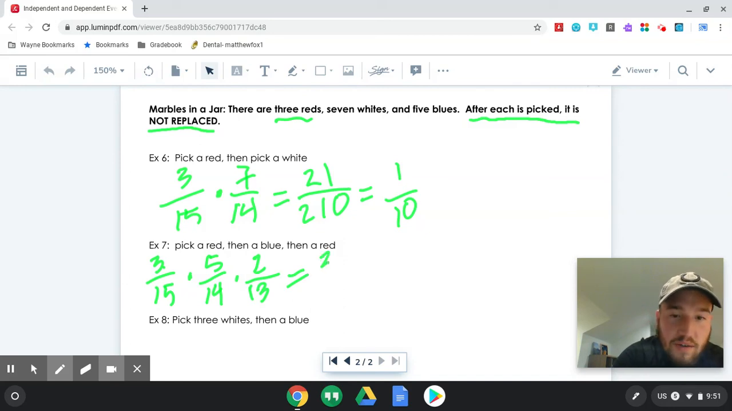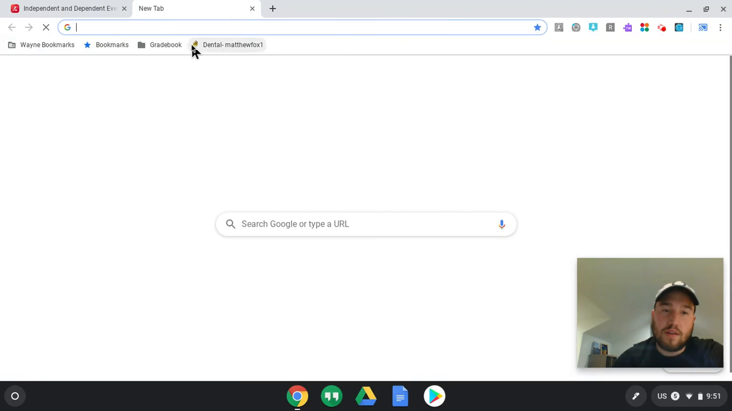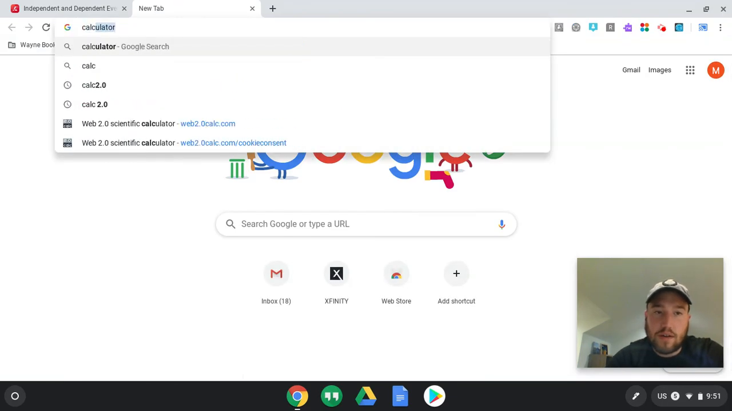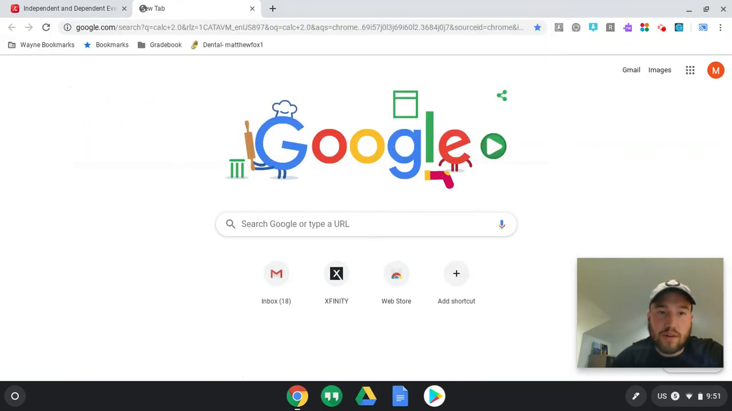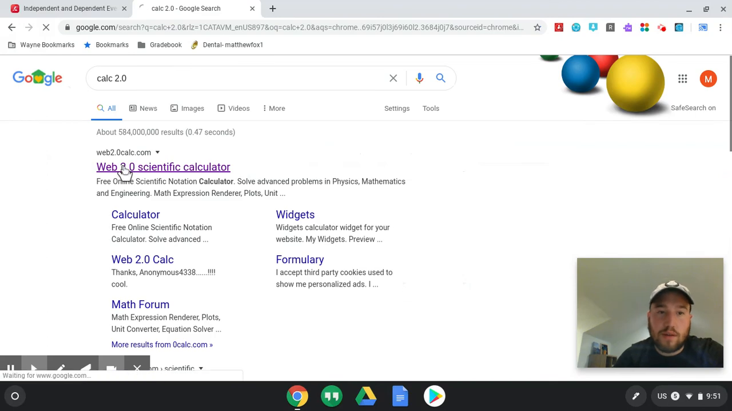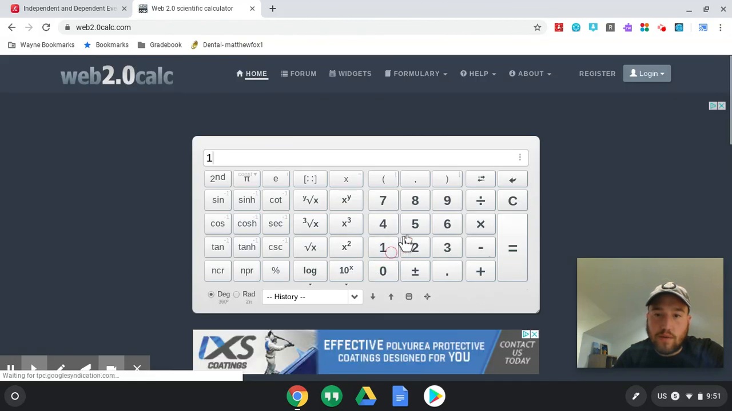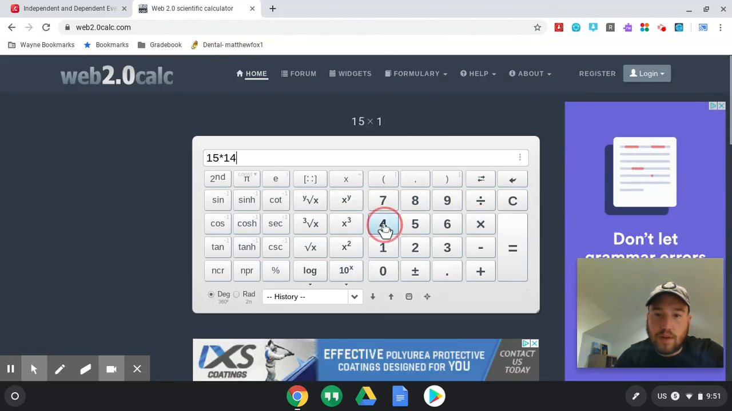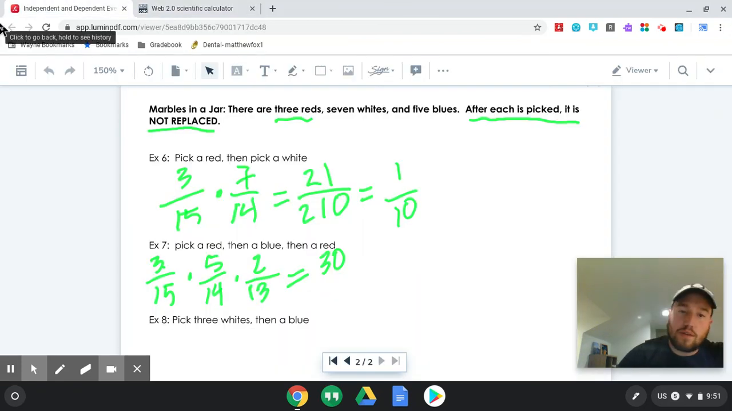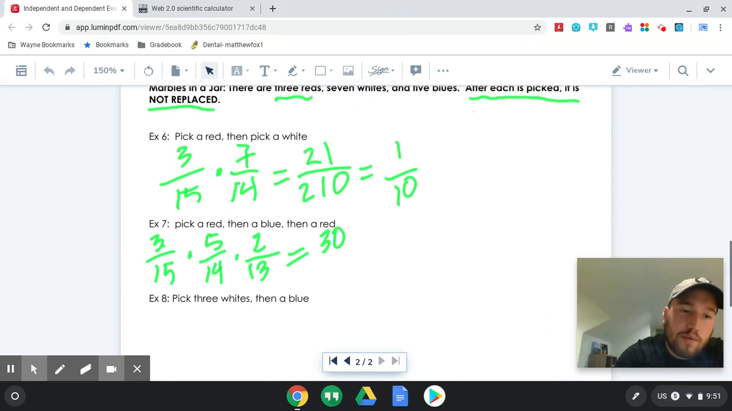Okay, the bottom, I don't expect you to do that in your head. 15 times 14 times 13. Okay, so once again, go ahead, calculator. Okay, we click on it, and then we do 15 times 14 times 13. And we'll get 2,730.